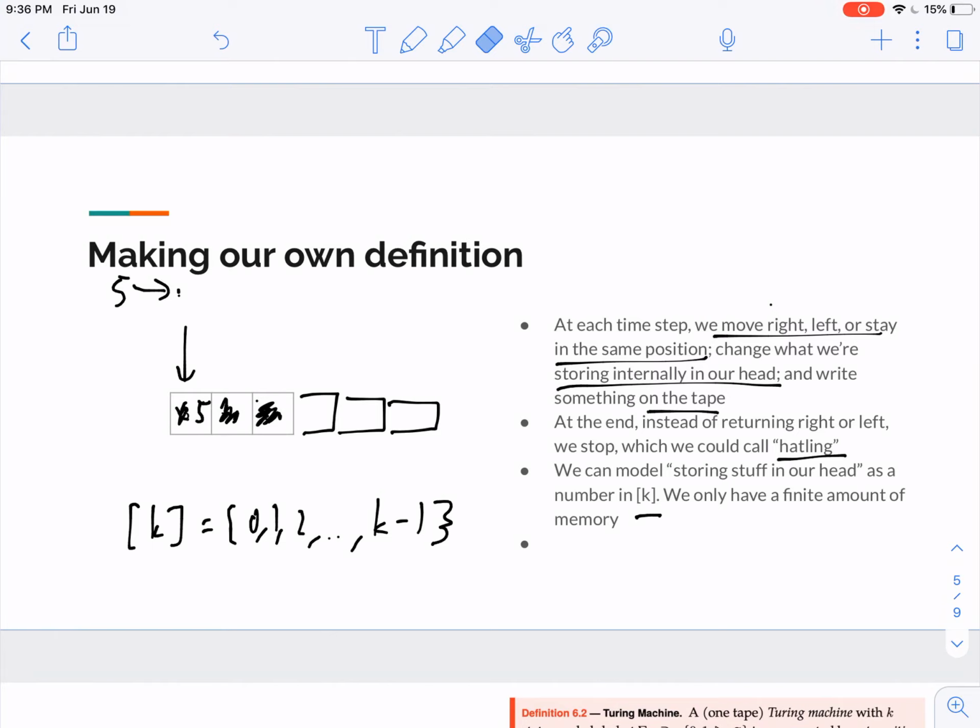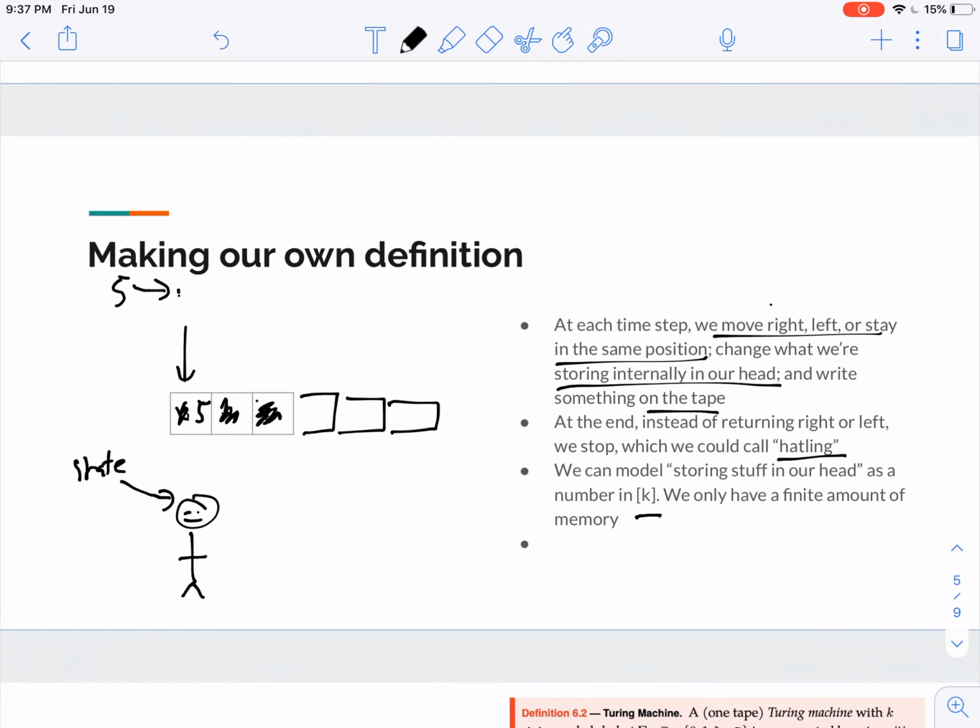So let's create a model of us. If this is me right here, and I'm the computer, then what do I get? At every point in time, when I'm moving back and forth on this tape, doing the computation, I'm getting in a state, because I'm getting in whatever I previously had in my head.